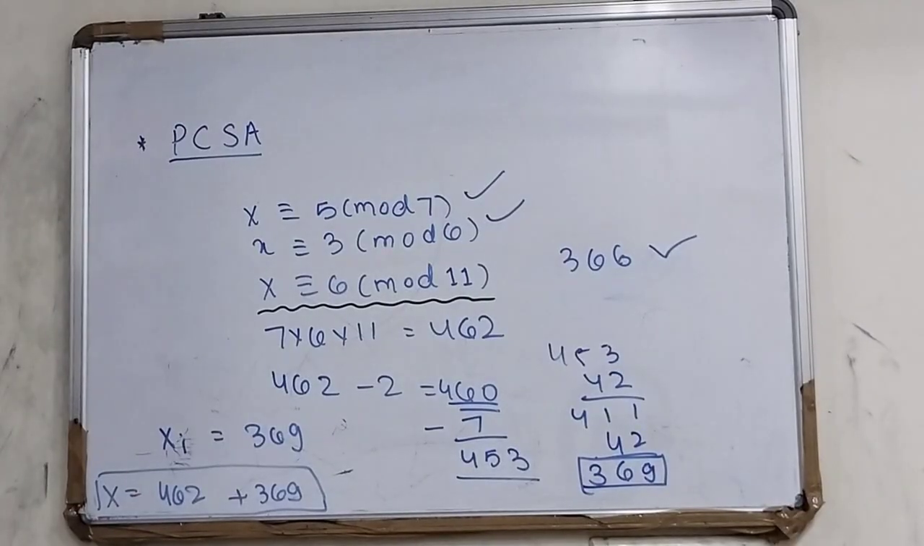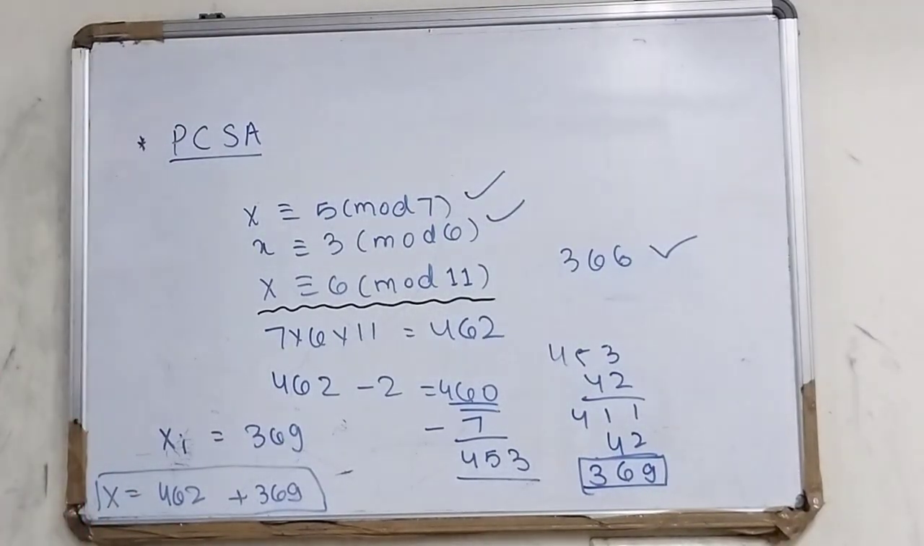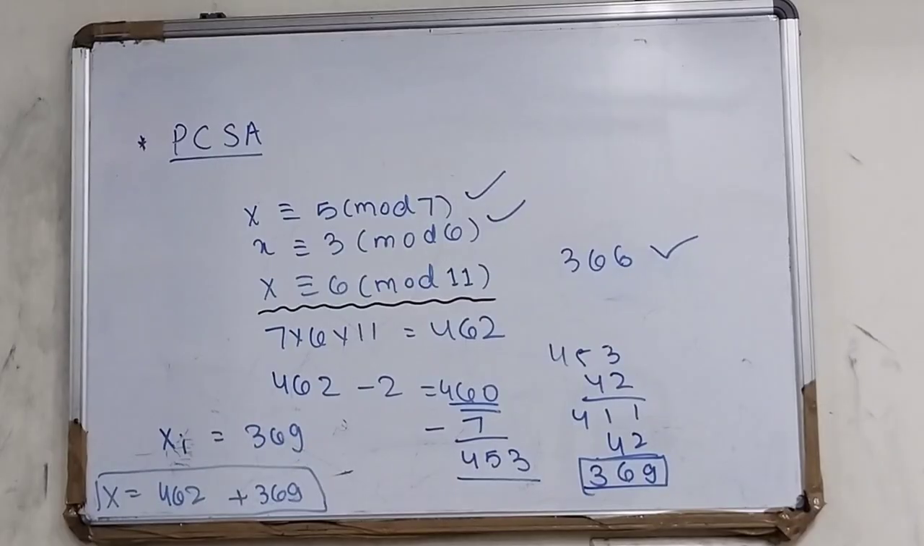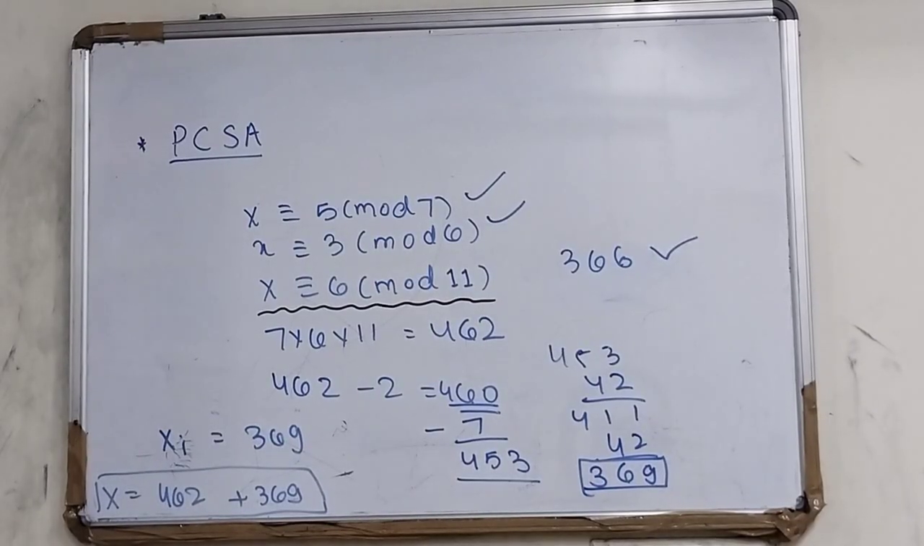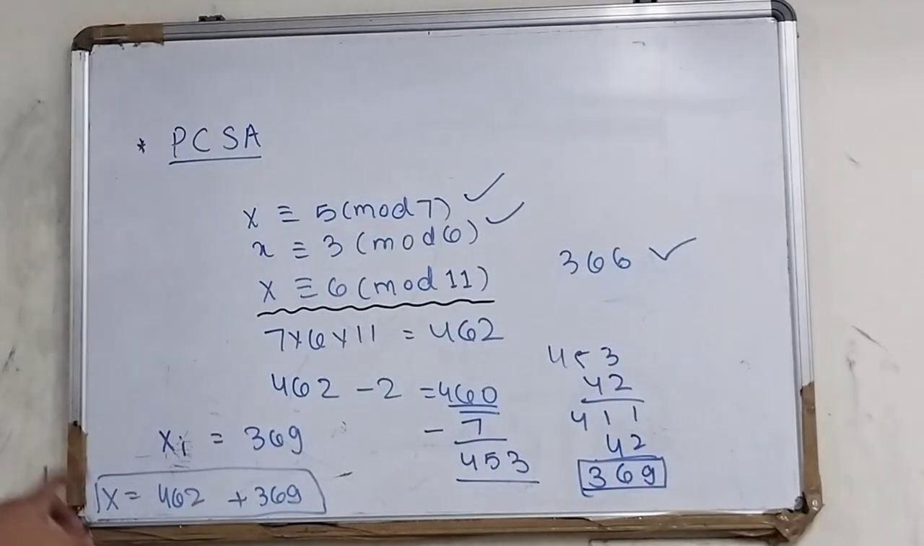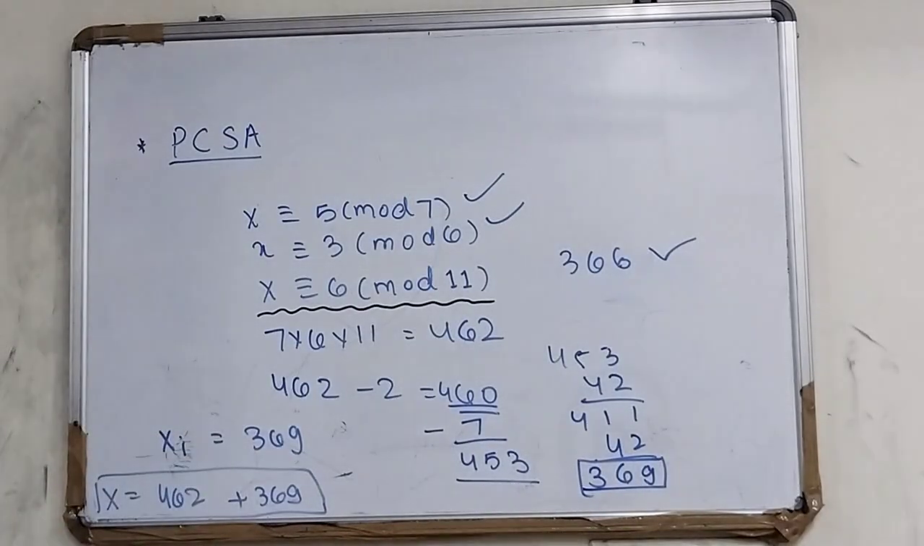Can you find the smallest number when divided by 7 leaves a remainder of 5, when divided by 6 leaves a remainder of 3, when divided by 11 leaves a... Wait, sorry, the microphone is not on. How stupid I am. Find a number that is the smallest and leaves a remainder of 5 when divided by 7, leaves a remainder of 3 when divided by 6, and leaves a remainder of 6 when divided by 11.